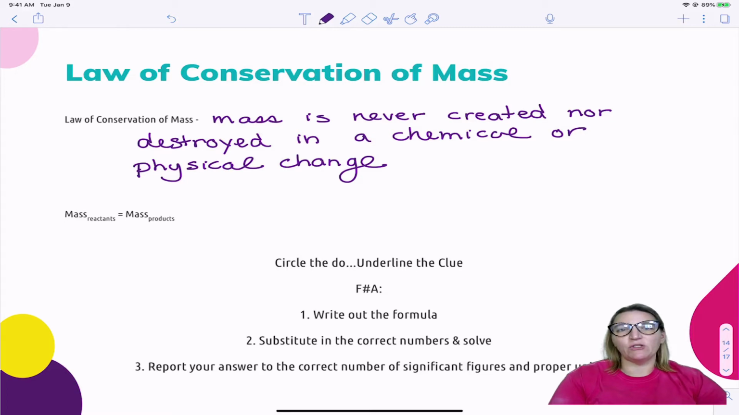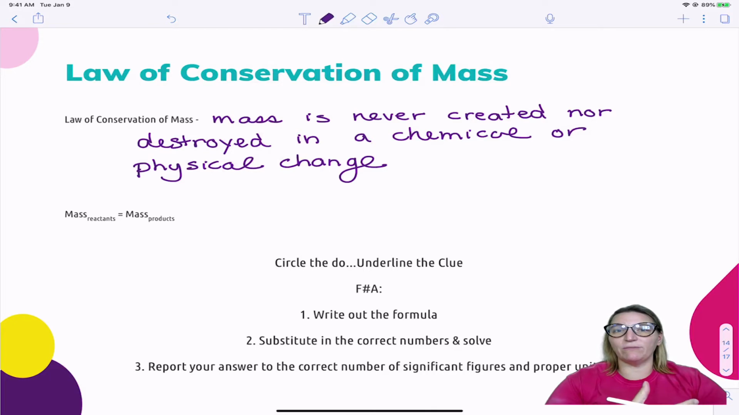Hi there. So for the second half of Chapter 2, Section 4, we're going to be looking at the mathematics related to chemical equations. And basically what that is, the law of conservation of mass. So you want to write this down in your notes. The law of conservation of mass says that mass is never created nor destroyed in any chemical or physical change.